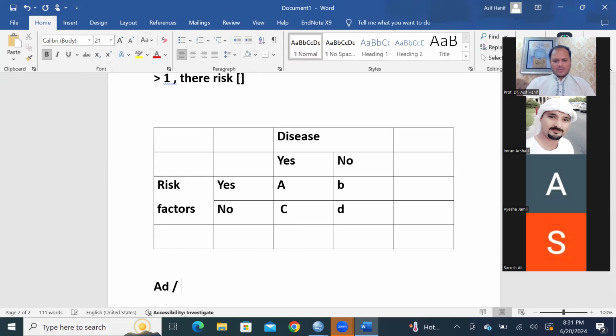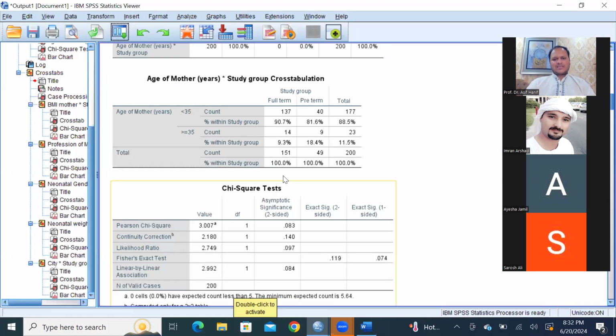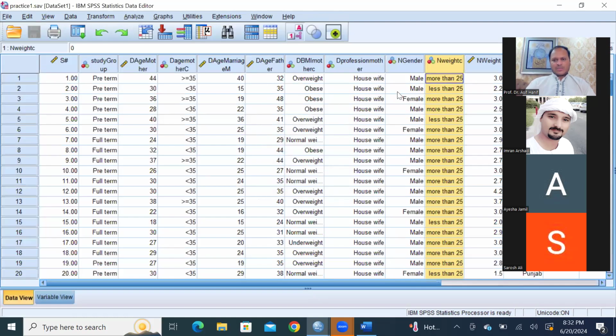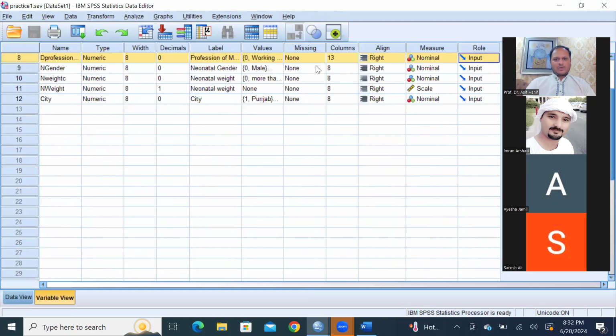AD over BC. But in my current scheme of SPSS, this was basically disease, and this was the risk factor. Greater than 35 was the risk factor. They were not in the right place. So to make them in the right place, I need to recode my data. It's another debate how to recode my data. But for quickly, let me do something so that I can convert it into what I will do.